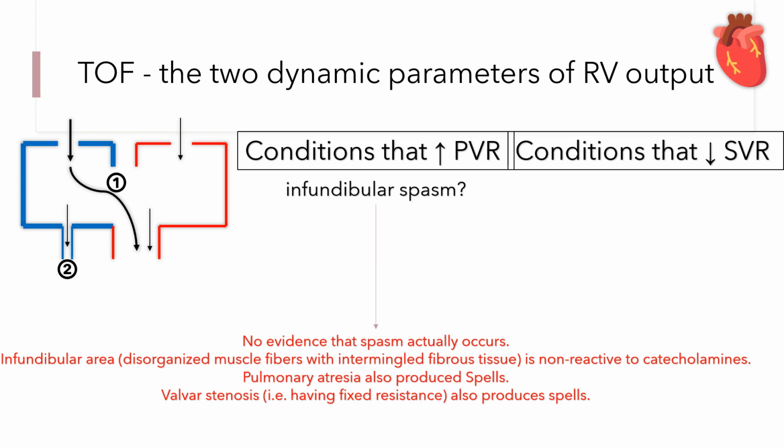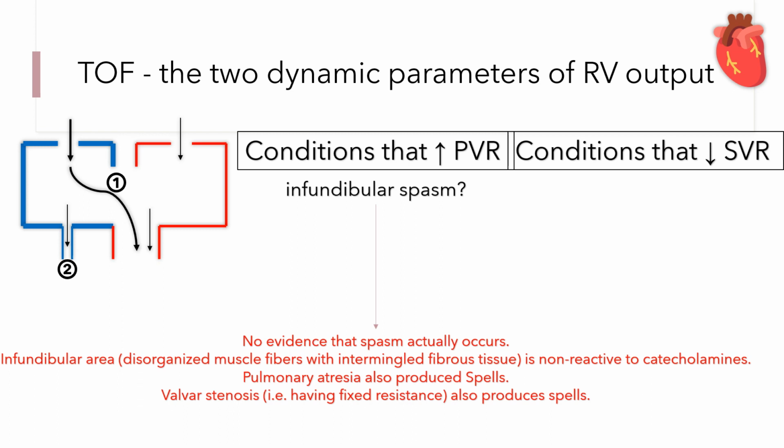So the most common mechanism thought of until recently is infundibular spasm. Infundibular means the area lying just below the pulmonary valve. If the muscles in the area just below the pulmonary valve undergo contraction or spasm, the right ventricular outflow tract will feel more resistance while going into the pulmonary circulation. So the blood will rather go into the systemic circulation. That means increasing right to left shunt, increasing cyanosis, occurrence of a cyanotic spell. But there is no evidence that the spasm actually occurs. This is the first thing.